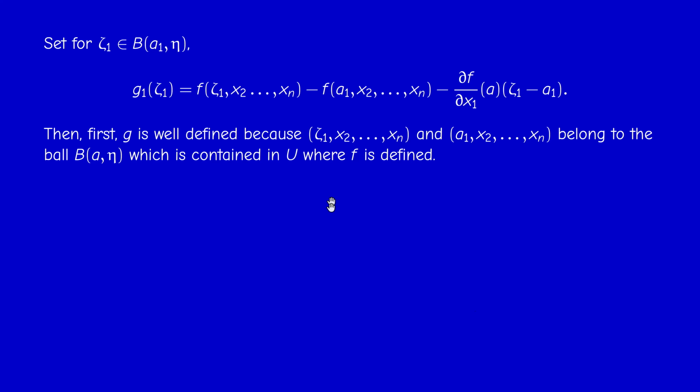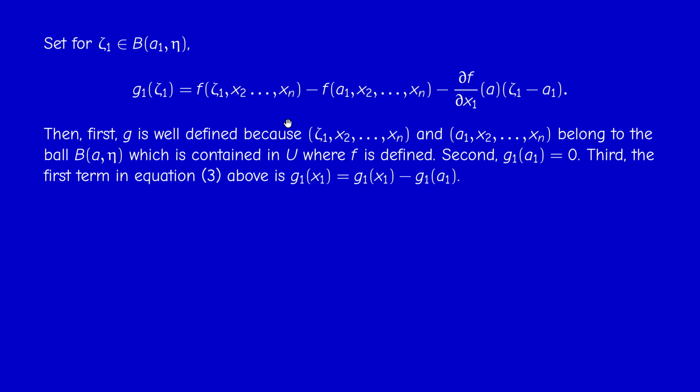So this is the first observation. So we are really locally near a1 here, and we are going to apply the mean value theorem to this convex ball. Second thing, if I put a1 instead of zeta1, these two terms would be the same, so they cancel, and here I get a1 minus a1, which is 0. So g1 of a1 is 0. And third thing, the reason why we introduced this function is that when I put x1 instead of zeta1, I get the first term, or the first line in equation 3. Remember, this is the first row of the equation.